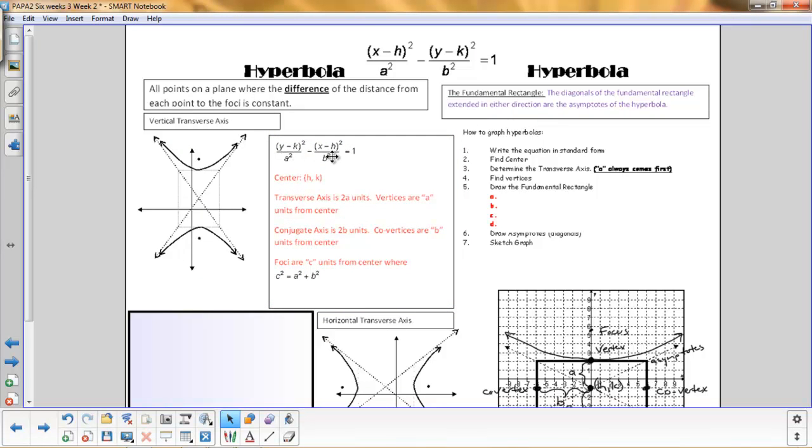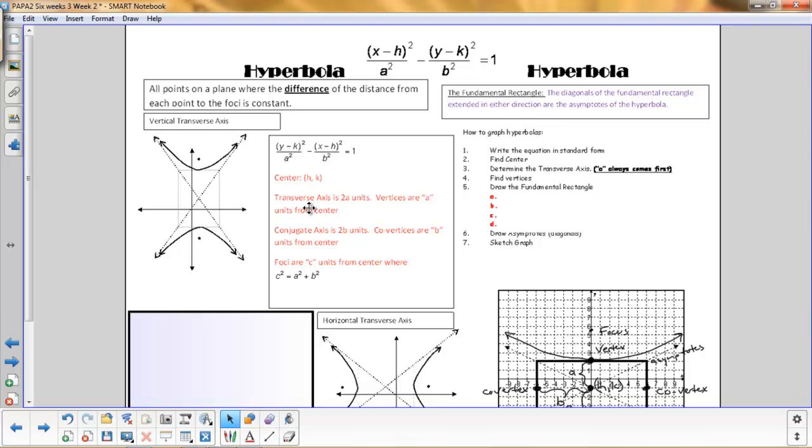Now this is going to affect your center, so you've got to be really careful. You don't always just pick the first number like we've done in the past, because the first number isn't always going to be associated with the x value of the center. In this case, the first number, k, is now the y value of the center. So be very careful about that and don't get mixed up. It's a very easy mistake to make when dealing with hyperbolas.